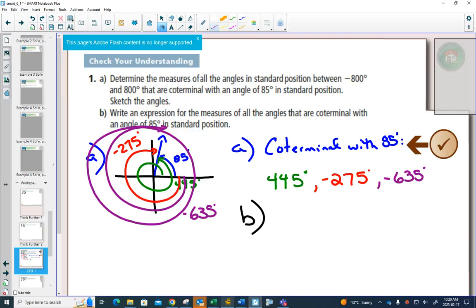But mathematicians sometimes want to list all of them. So they come up with a way to list them all. And the way that they come up with, it looks like this. They start off with the 85 degrees that we have. We are allowed to add 360 degrees or subtract 360 degrees as many times as we want. So we write that like this. I can add 360 degrees times some number k, and I define k to be an integer.